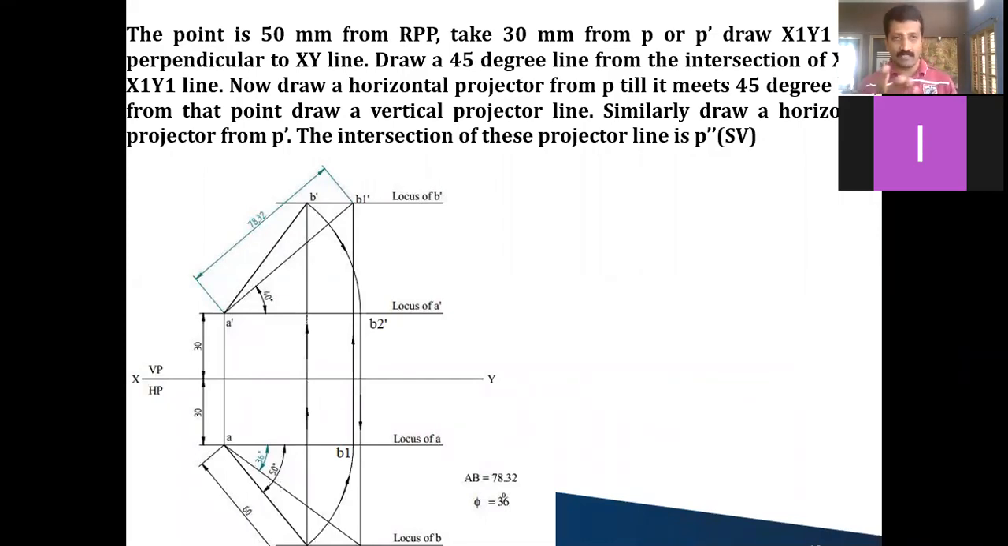The true length he has asked, that is 78.32. It is coming. The true inclination with respect to VP it is asked, that is 53.6 degree. So like this, even in n number of exercises, if I solve, you have to follow the same procedure. One or the other data is given, you make use of that data, complete the projection, and at the end we have to find out the answers.